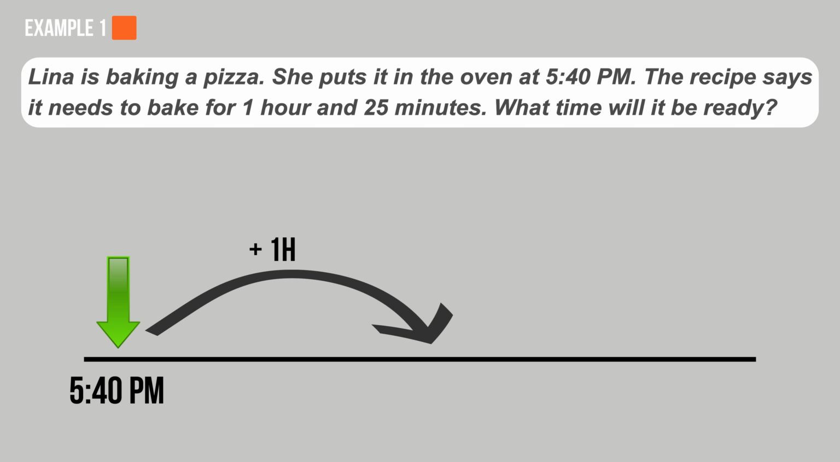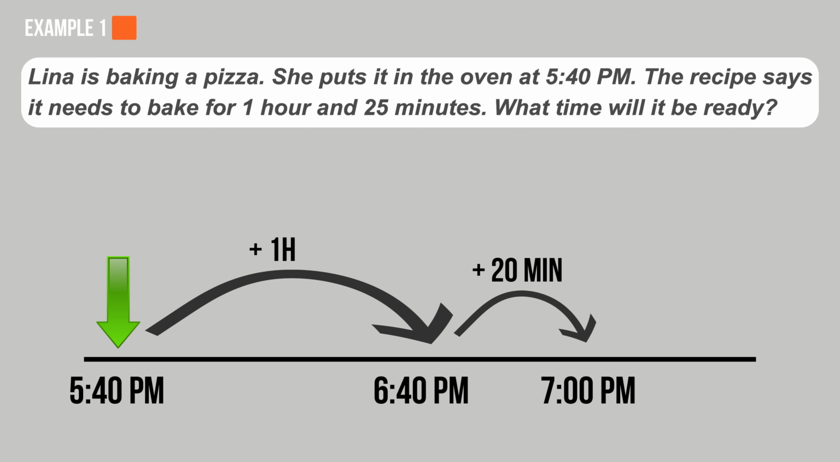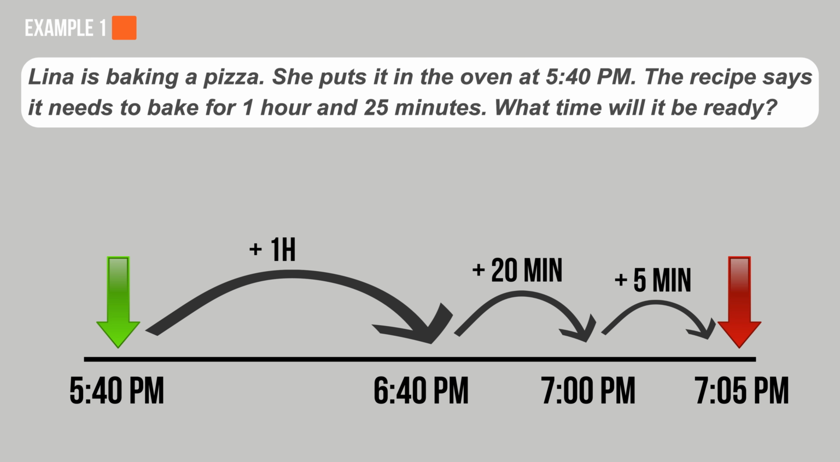First, we add 1 hour. Now it's 6:40 p.m. Now we jump 20 minutes further. Now it's 7 p.m. We still have 5 more minutes to jump, so we land at 7:05 p.m. Therefore, the answer is the pizza will be ready at 7:05 p.m.